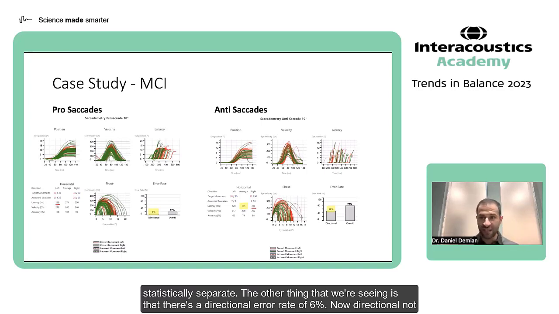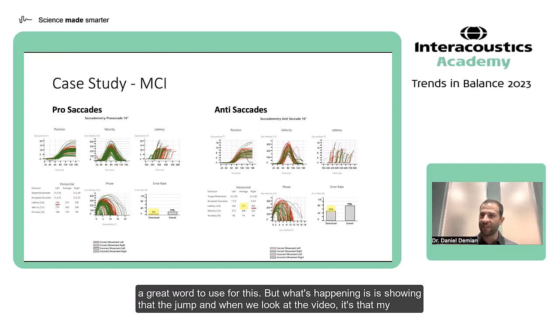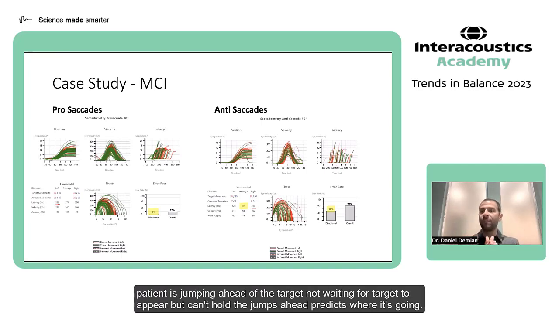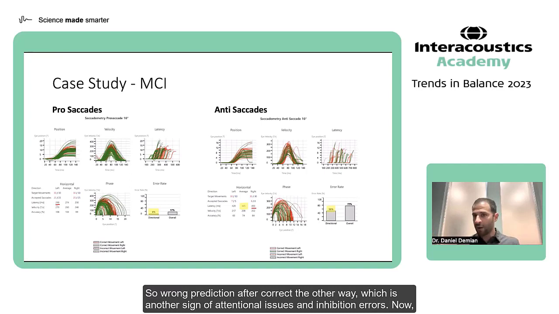Now, directional error rate is not a great word to use for this, but what's happening is it's showing, and when we look at the video, that my patient is jumping ahead of the target, not waiting for a target to appear, but can't hold, it jumps ahead, predicts where it's going. It's a wrong prediction, you have to correct the other way, which is another sign of attentional issues and inhibition errors.